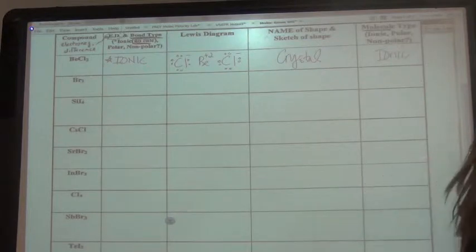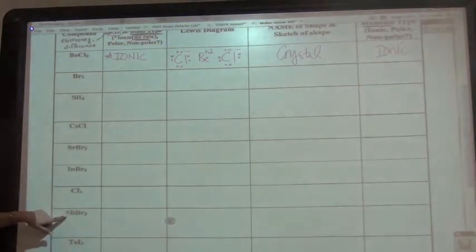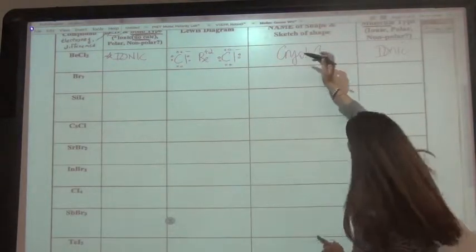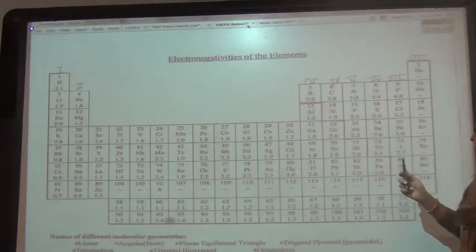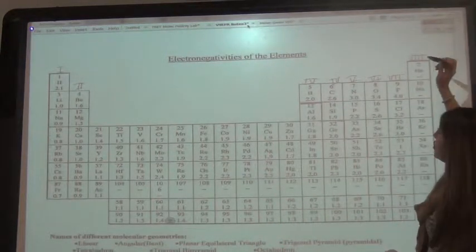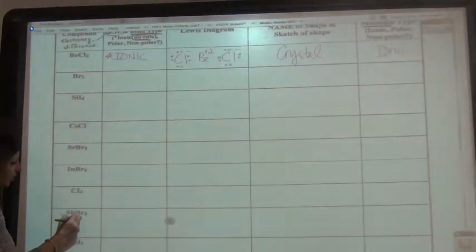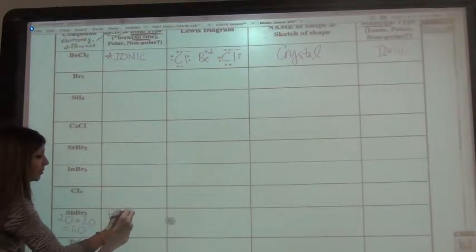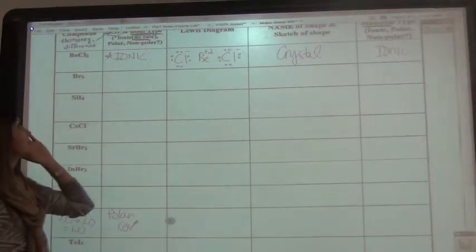Let's come down and let's do SbBr3 down at the bottom here. Okay. So the first thing is, let's check to see what our electronegativity difference is for our bond. Sb is 2.0 and Br is 3.0. So 2.0 to 3.0, what's our difference? 1. So 3.0 minus 2.0 equals 1.0. What does that make the bond type? Good. Polar covalent. Awesome.